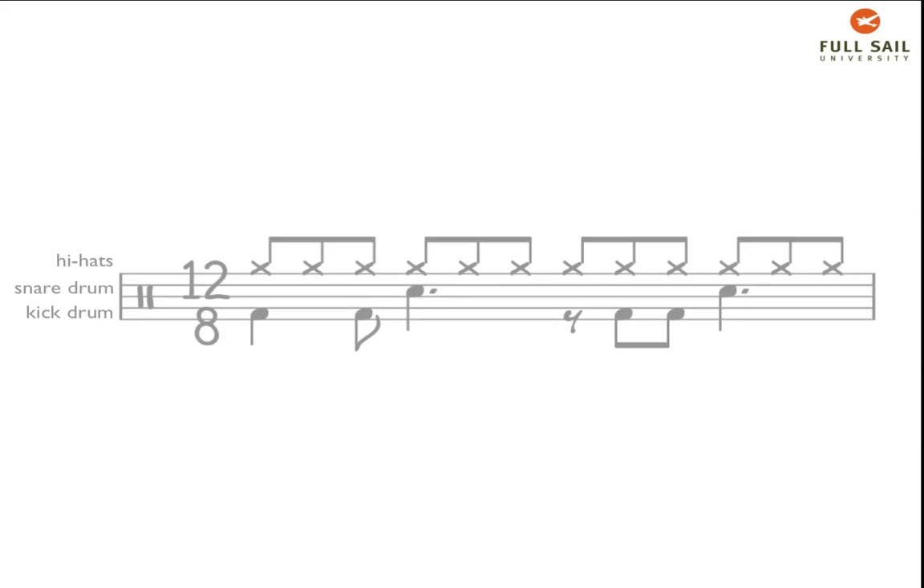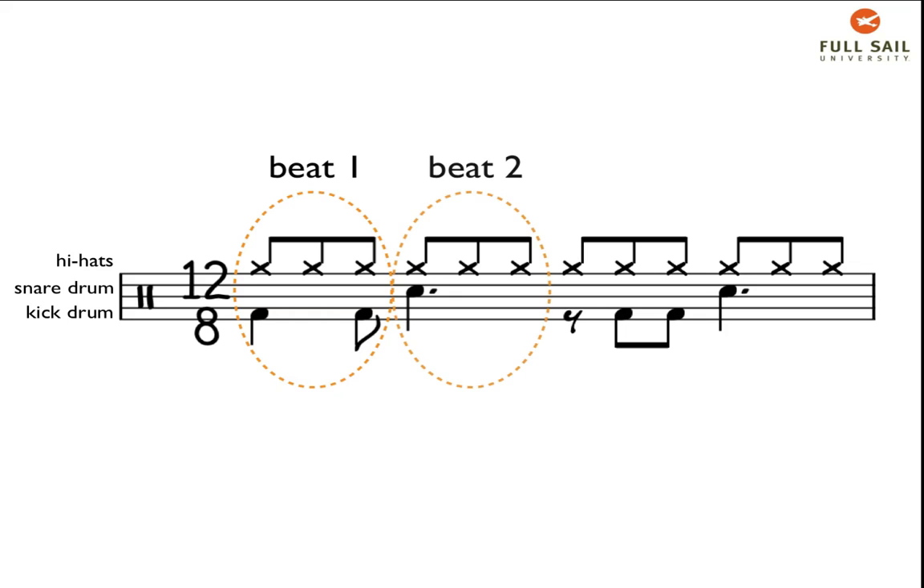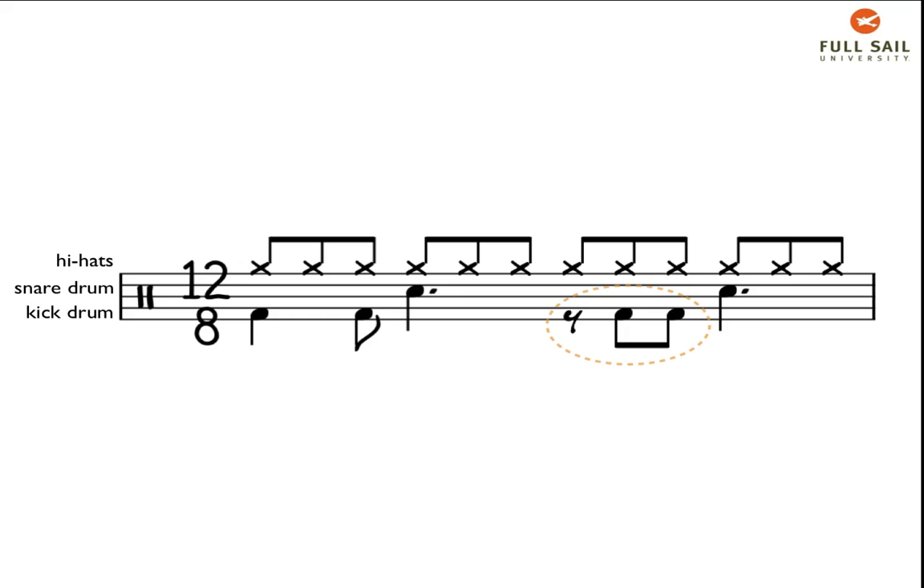Here is a drum beat in 12/8. Here's beat 1, beat 2, beat 3, and beat 4. Take a look at what the kick drum will be playing within beat 3. There's an eighth rest on beat 3, and 2 eighth notes on the la and li of 3, respectively. Notice that the 2 eighth notes are beamed because they still fall within the same beat.